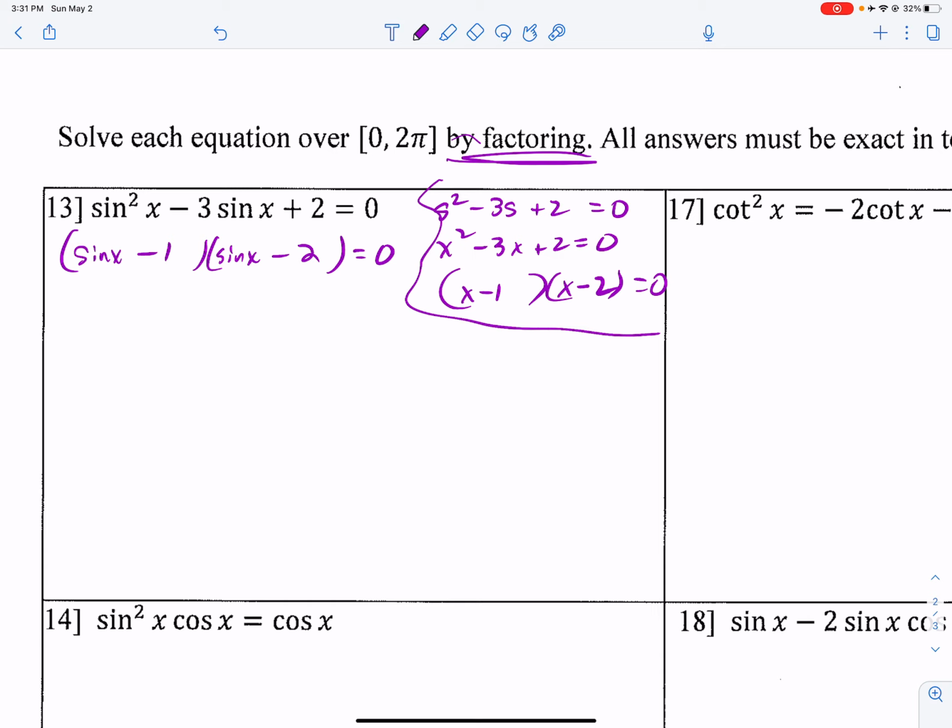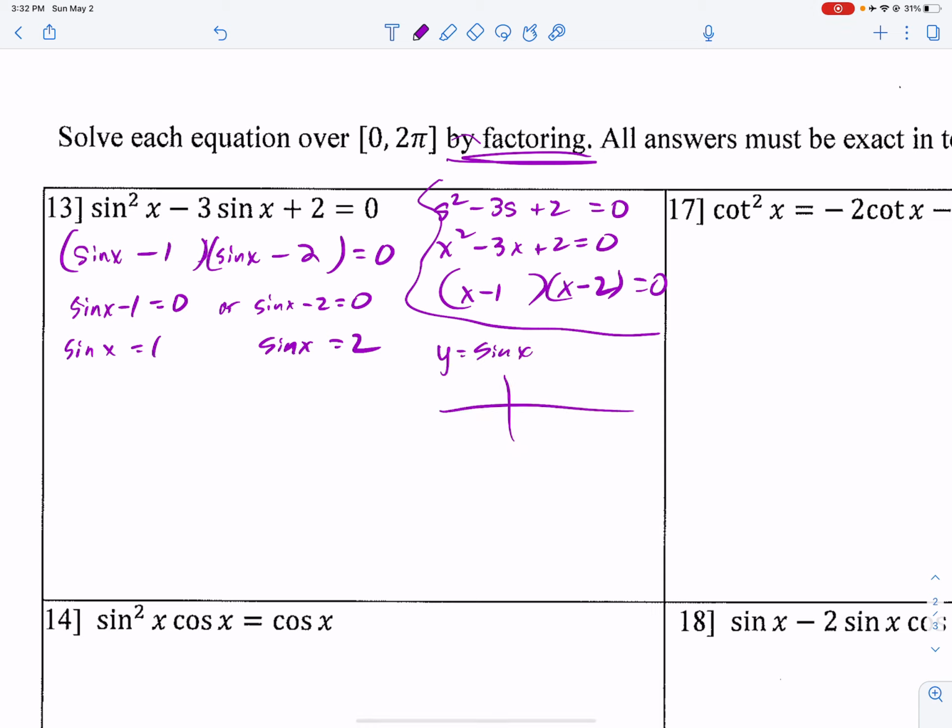And then we're using the zero product principle, that if we have two quantities here being multiplied to be 0, the only way they can be 0 is if one or the other is 0. So I have, and I want to see this work, sine of x minus 1 equals 0, or sine x minus 2 equals 0, and we get sine of x equals 1 or sine of x equals 2. I'm going to start with that sine of x equals 2. If I think of the graph y equals sine of x, it starts at 0, goes up to 1, down to negative 1.